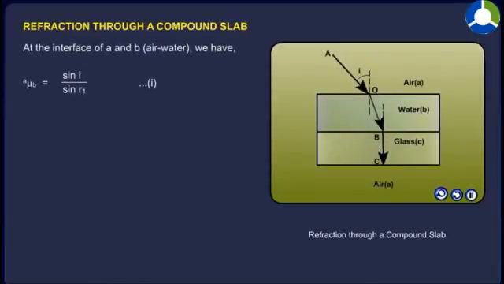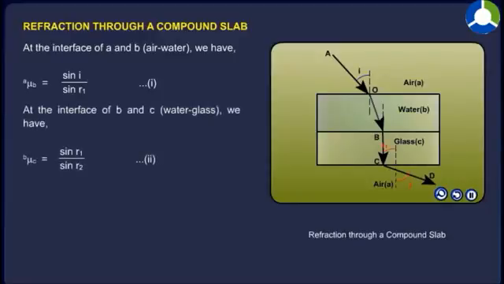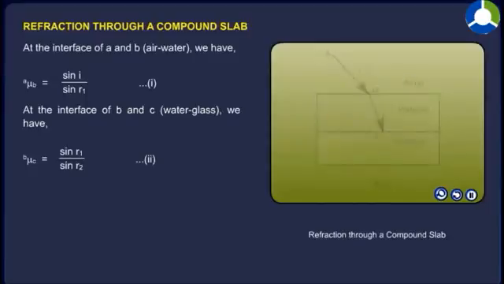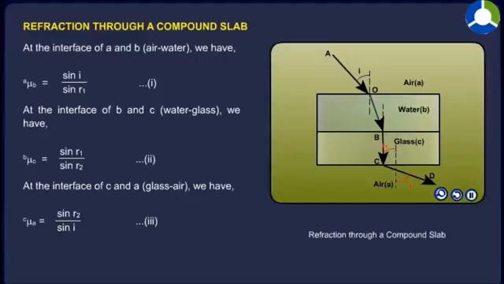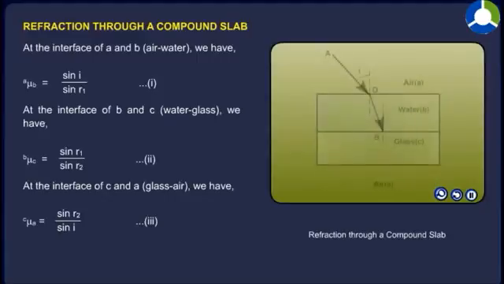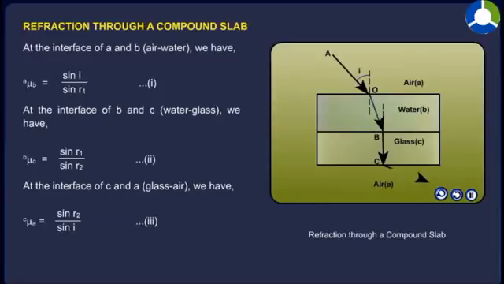At the interface of A and B, we have aμB is equal to sin i upon sin r1, equation 1. At the interface of B and C, we have bμC is equal to sin r1 upon sin r2, equation 2. At the interface of C and A, we have cμA is equal to sin r2 upon sin i, equation 3.